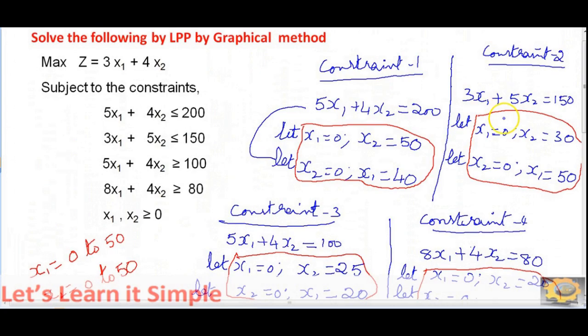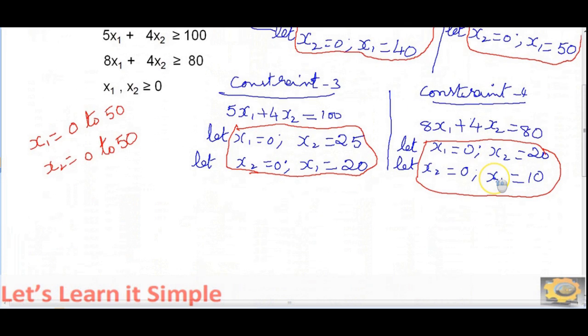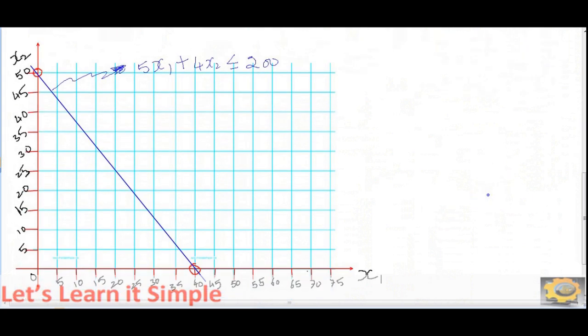Now, we have constraint number 2. x1 0, x2 30 and x1 50 for x2 0. So, we have to represent that also here. So, it is x1 0, x2 30 here, x1 50, x2 0 here. So, once again, I need to cover these two points by a straight line like this.